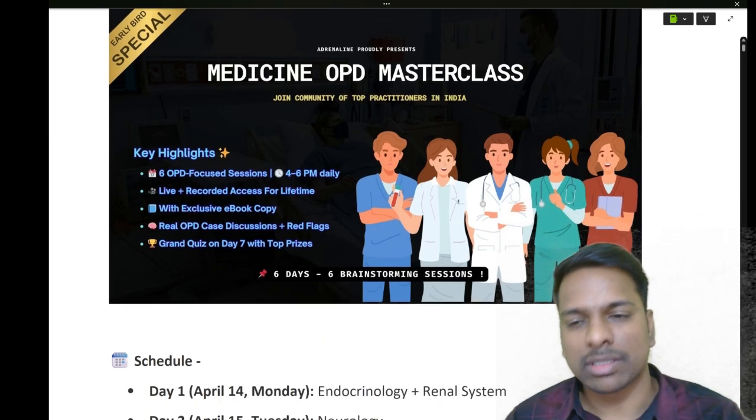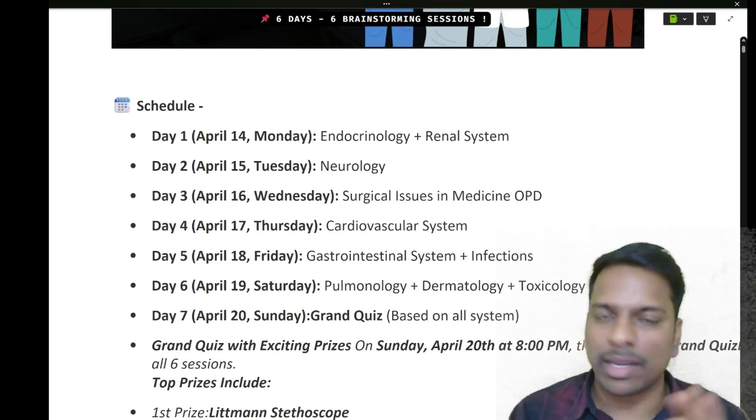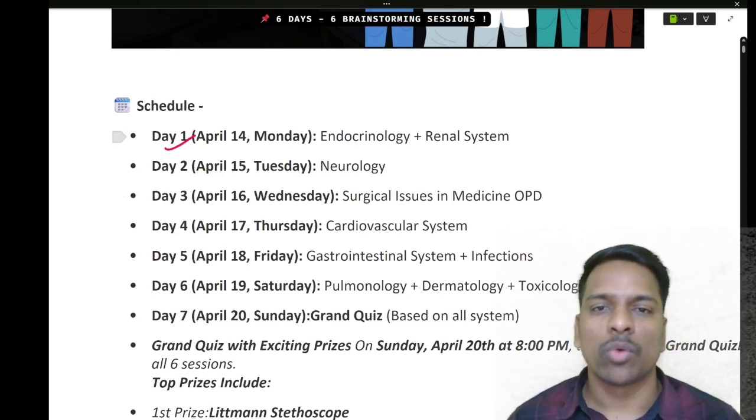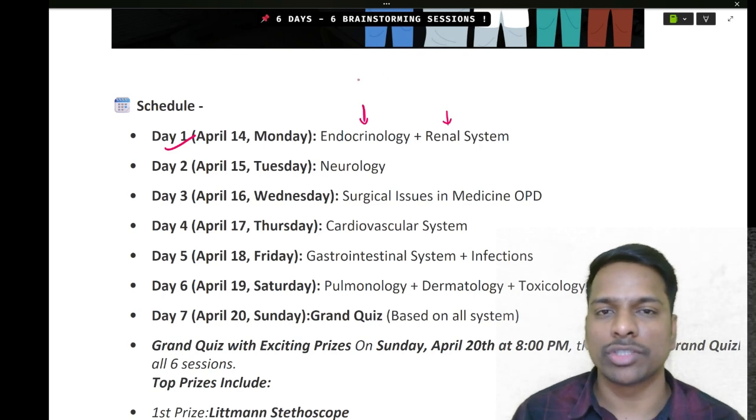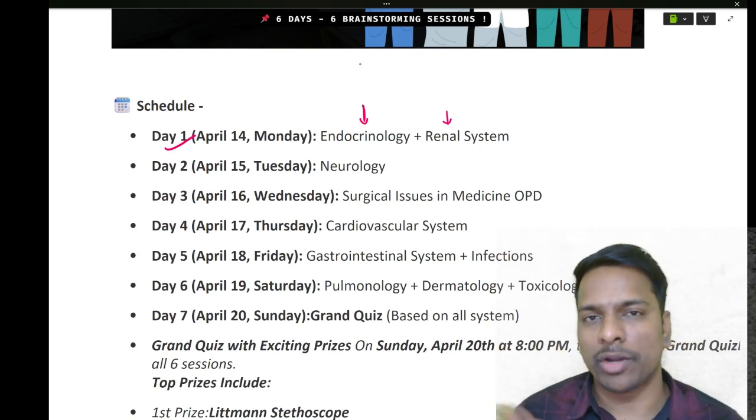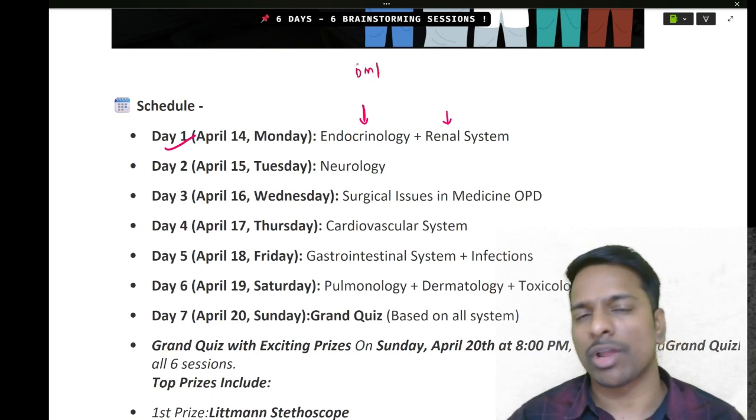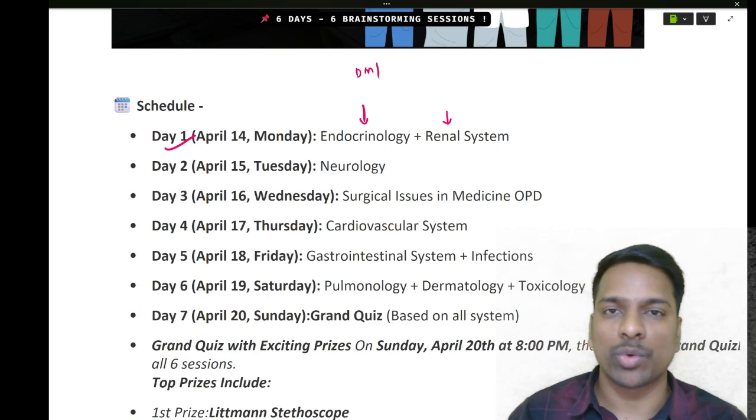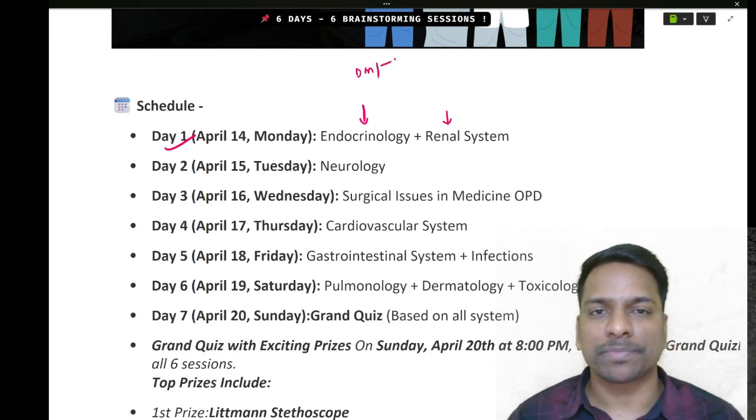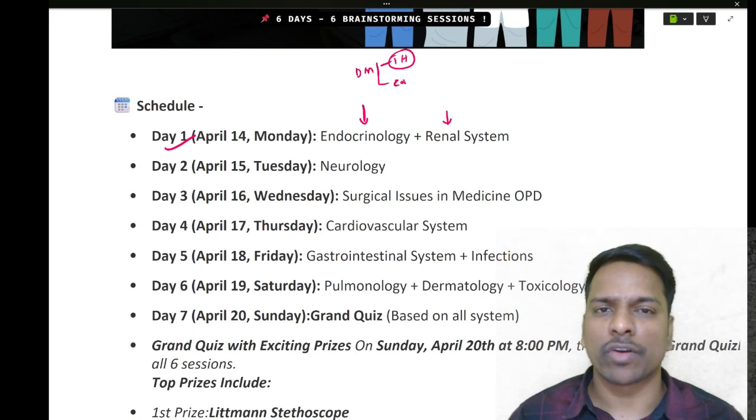So let's go through what the key features are and what systems we're going to discuss day wise. The first lecture will include endocrinology as well as the renal system. In endocrinology we'll be emphasizing the common endocrine topics, for example diabetes. In diabetes, the entire type 1 and type 2 diabetes, how to titrate the medications, how to give insulin. All these things will be discussed in detail, along with the complications of diabetes.